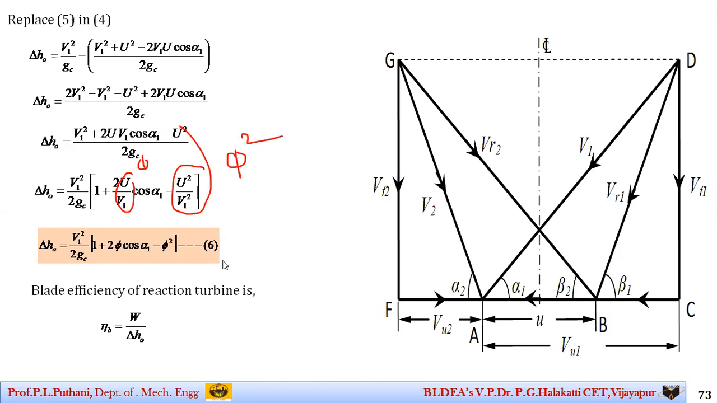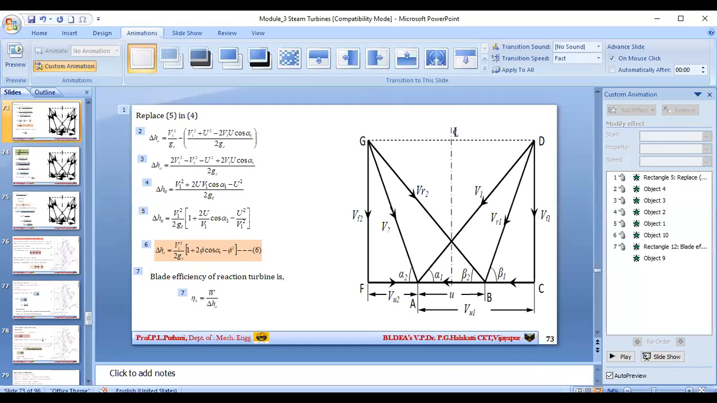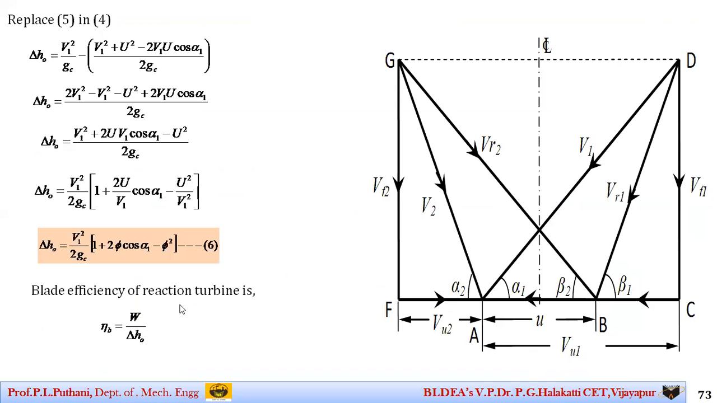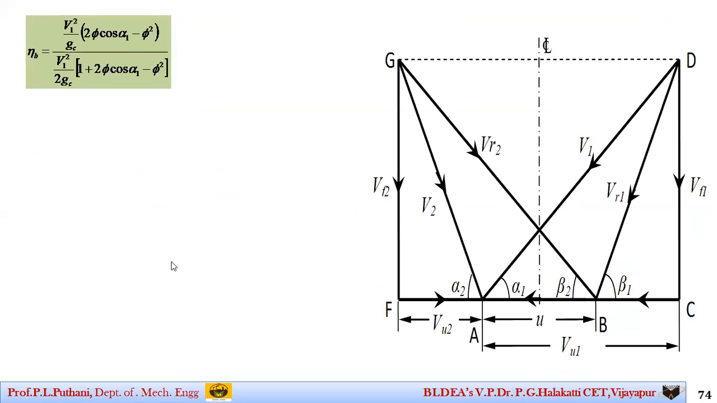So now the blade efficiency is what? It is the work divided by the energy input, that is W by delta H naught. Now I can write it in this form, putting the values of W and delta H naught in terms of the speed ratio pi. If you make the simplifications, you can see this term gets cancelled, this gets cancelled, and the 2 moves to the numerator. It becomes 2 pi cos alpha 1 minus pi square.